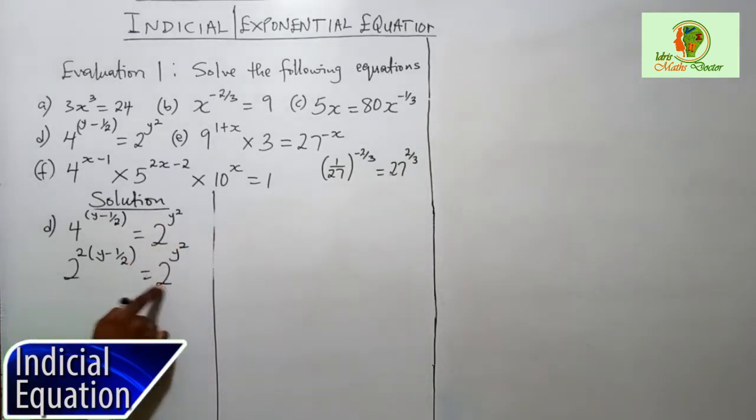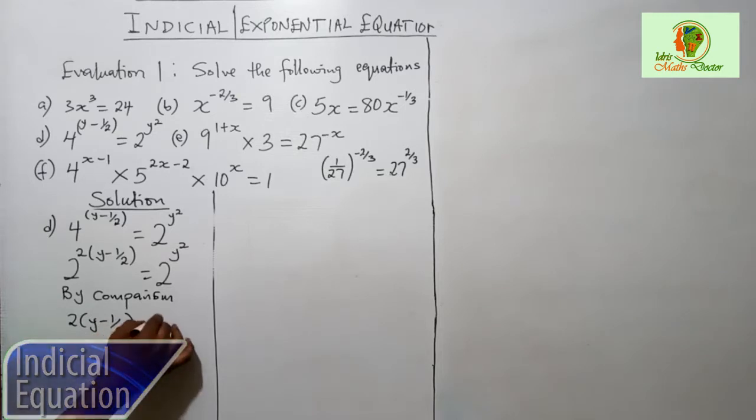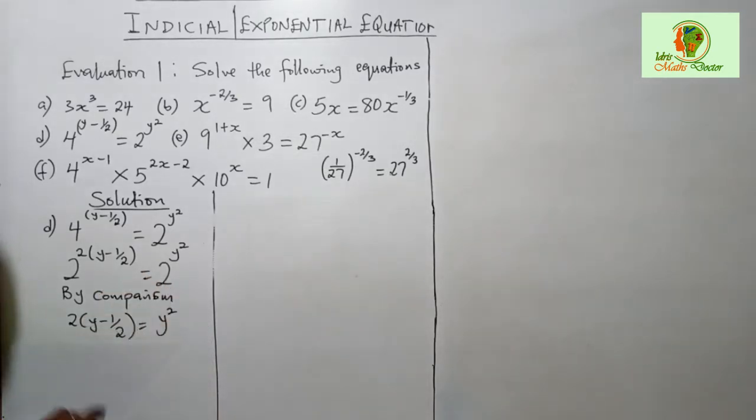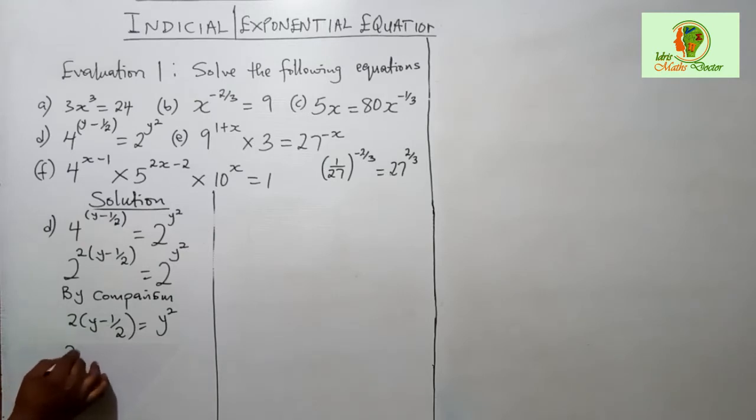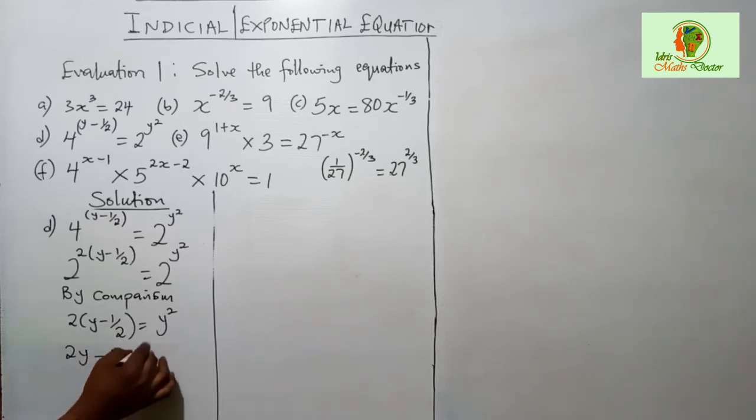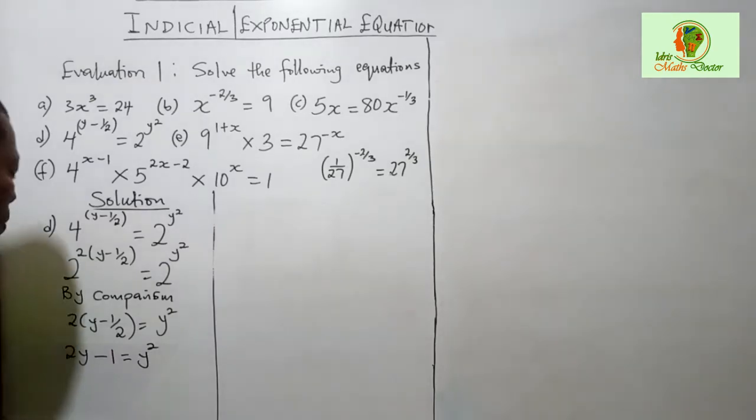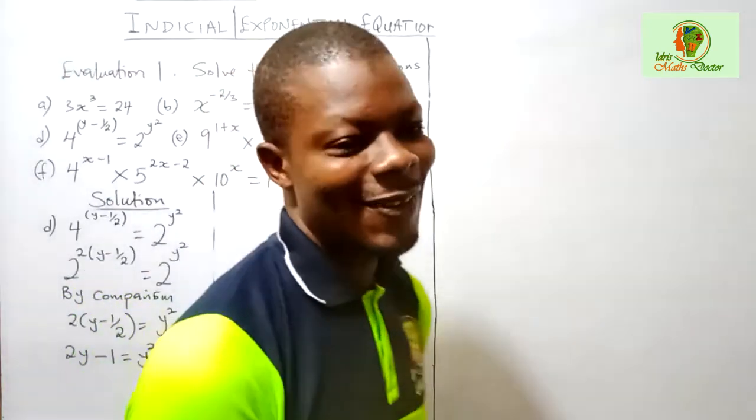By comparison, since the bases are equal, it means the powers must be equal, so we equate the powers. So that gives us 2 bracket y minus half equals y squared. We open the bracket, that gives us 2y. 2 times 1 over 2, the 2 is going to cancel, so we have minus 1 equals y squared.